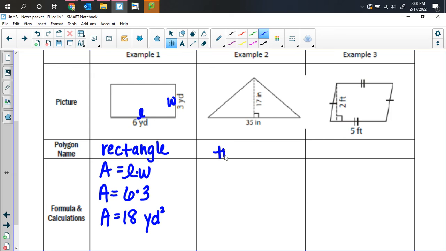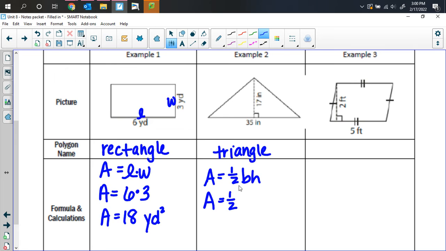My next one, my polygon is a triangle. Looking at my formula sheet, I see A equals 1/2 BH. Notice the capital A versus the lowercase b and h. A represents area as a capital. We did see lowercase a before when we talked about Pythagorean theorem. So there is a difference between capitals and lowercase, excuse me.